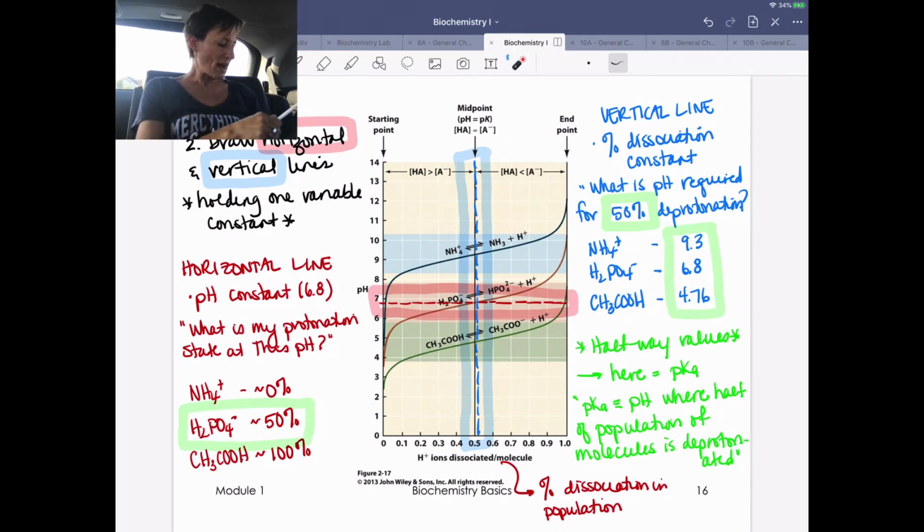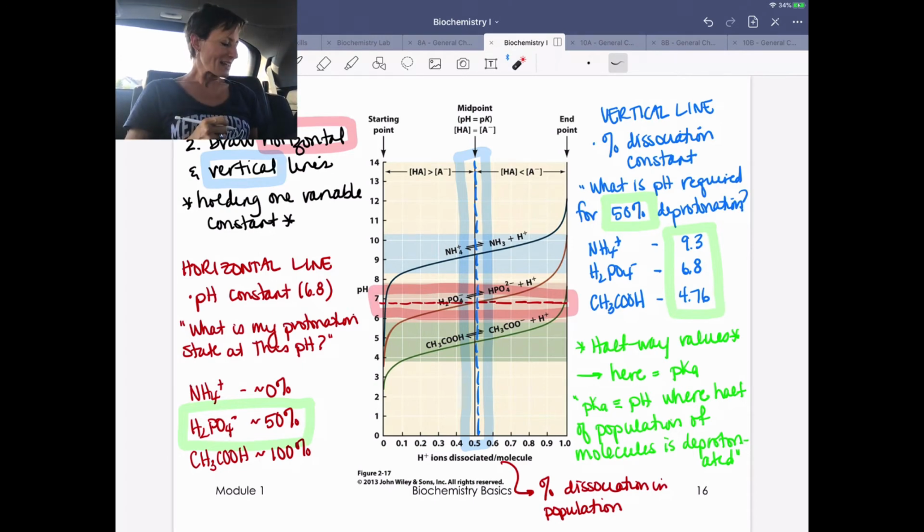Vertical line, right? We're going to hold now percent dissociation constant. And let's imagine we're drawing our line here at 50% dissociation. So the question we're asking when we intersect these lines is, what pH is required for me to be 50% deprotonated? And again, looking at where I intersect each of these graphs, I see it's about 9.3 for NH4+, 6.8 for H2PO4-, and 4.76 for my acetic acid.